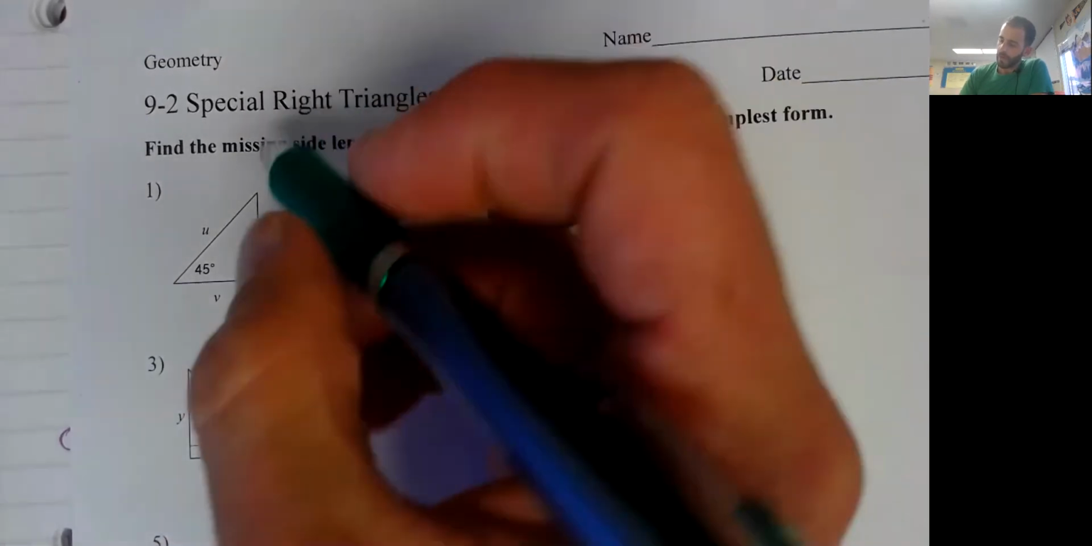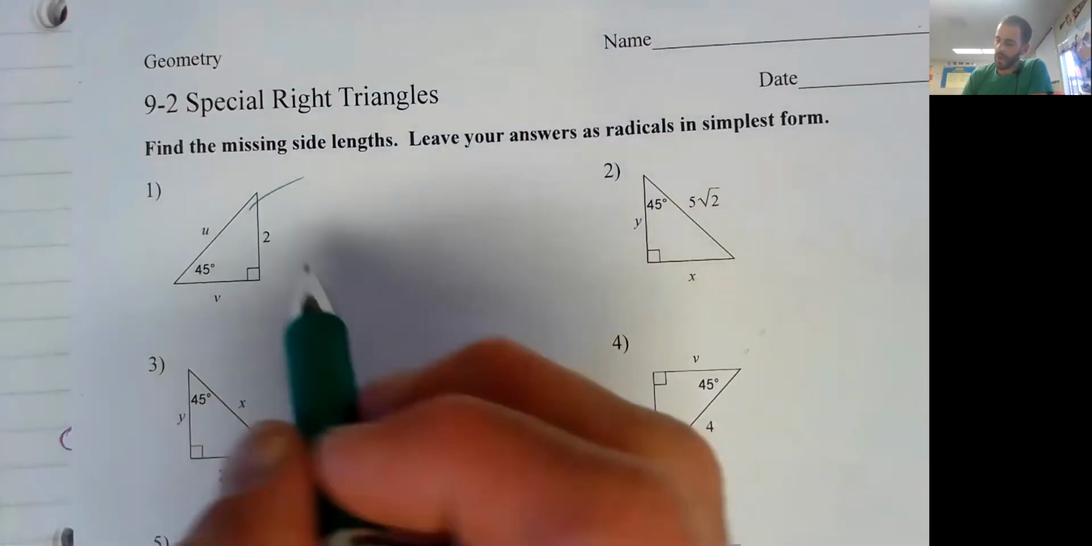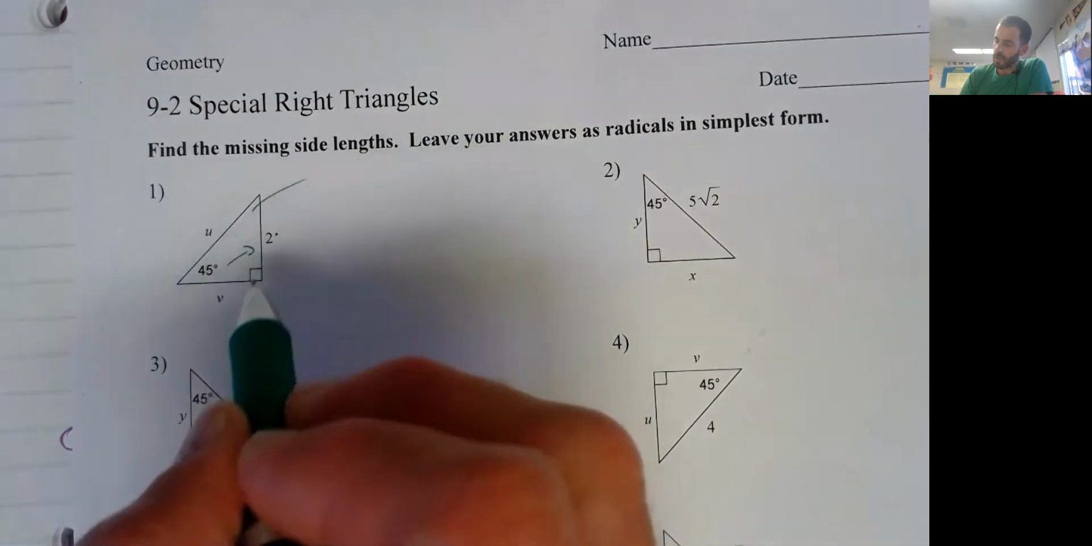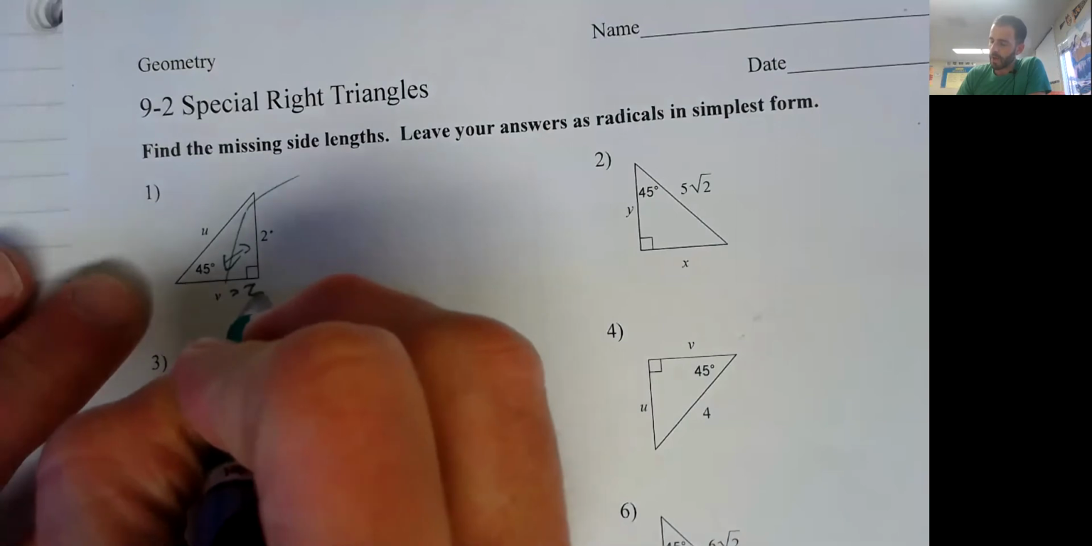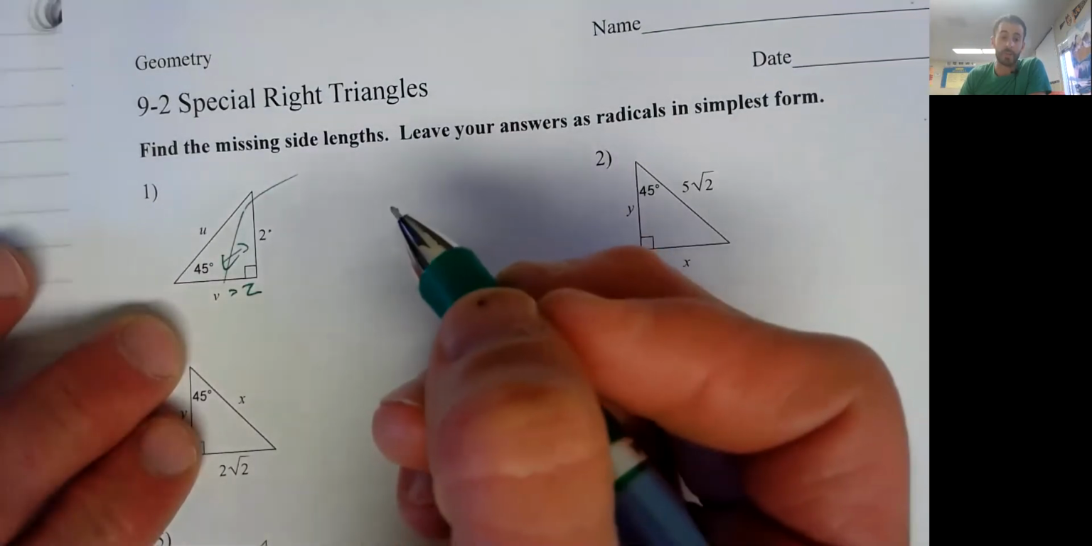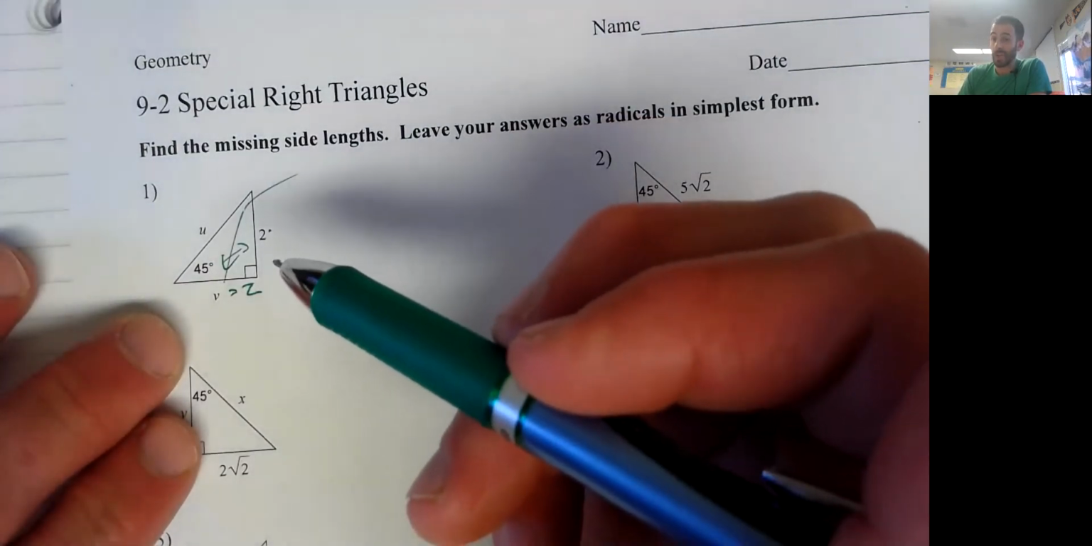We have a 45, we have a 90. So of course we know that that's a 45. Across from the 45 is a 2. That means that this is also a 45. So across from the 45, so that's 2, right? And you should repeat it with me.